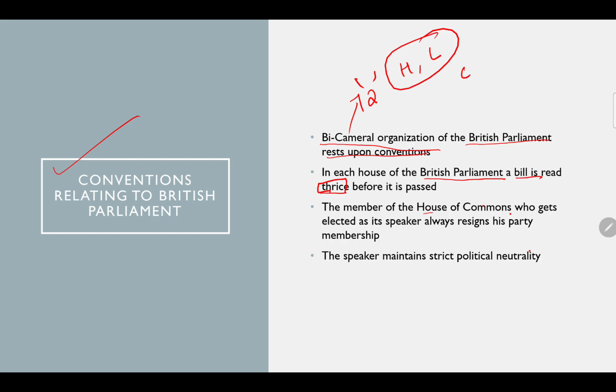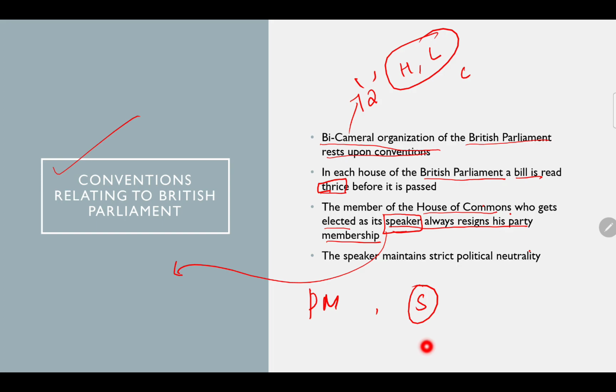The member of House of Commons who gets elected as its speaker always resigns his party membership. Again, not just the prime minister, the speaker of the House of Commons also gets elected as a speaker and presides over the house, leaving party membership. We have heard about the prime minister. Now let's know who is considered as the speaker.